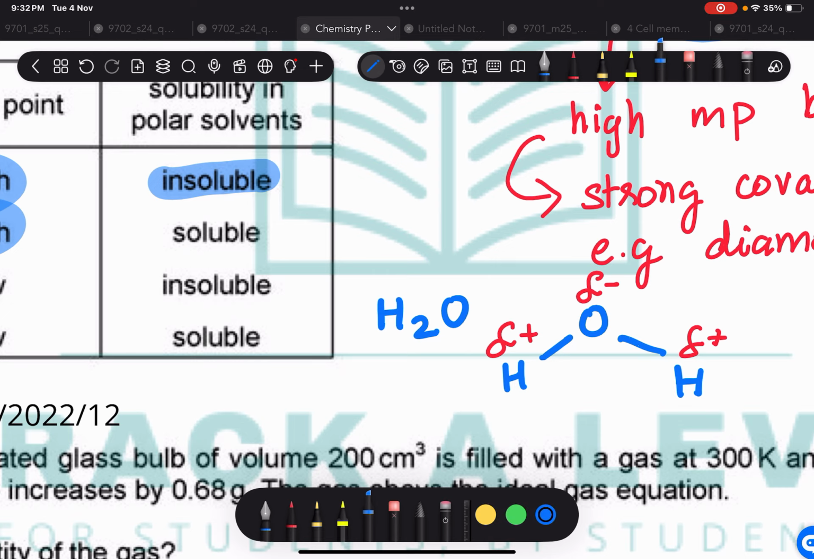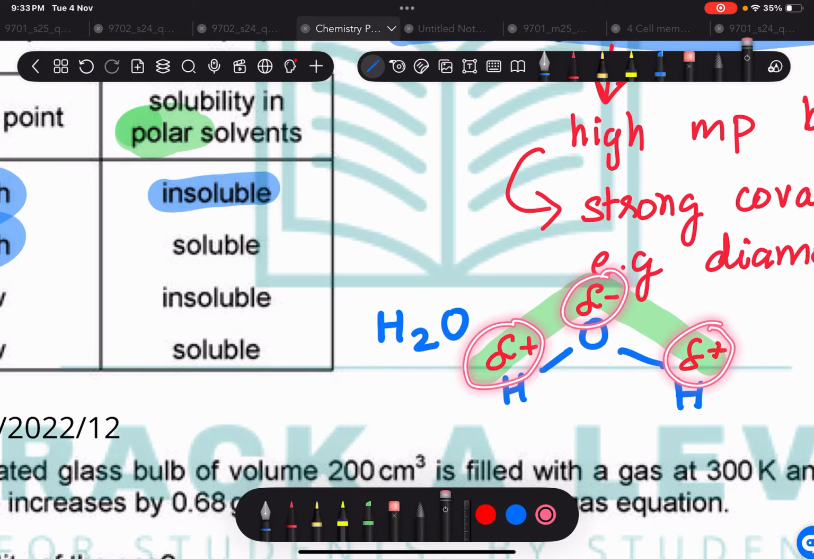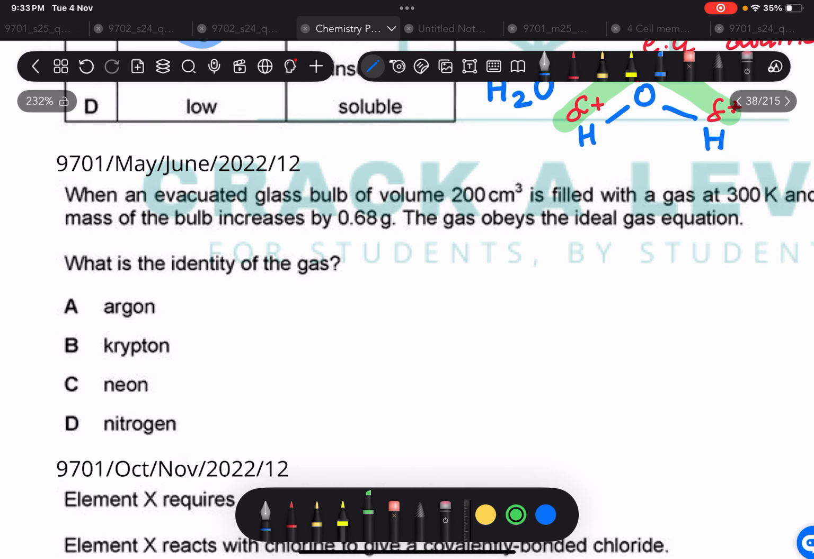So even if you have these dipoles, giant molecular structures are not going to dissolve. Water is a polar solvent. A polar solvent is a solvent in which the atoms have these permanent dipoles. So it's going to be insoluble even in polar solvents, which makes option A the correct option.